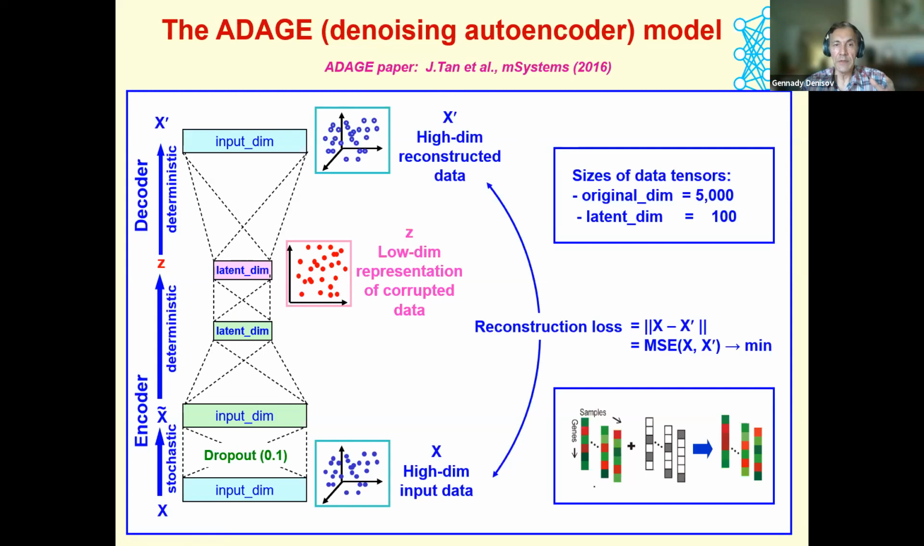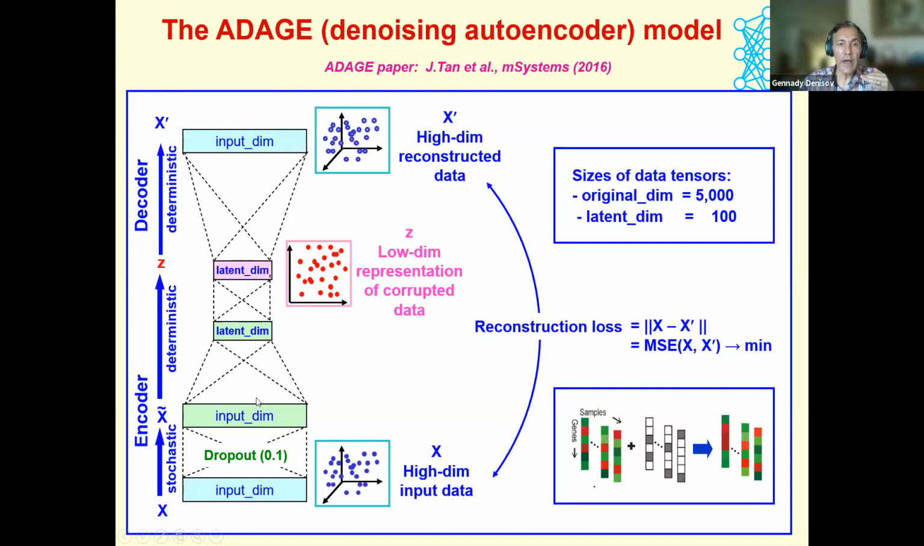So how does the Adagio denoising autoencoder work? In the model shown here, the data flows from the bottom up, and we take as input some good data, data X. The dimension of the input data is 5,000. Then we corrupt the data on purpose in order to produce a corrupted data X tilde. We corrupt the data by adding random noise. Then we use original uncorrupted data as a target. And we want the entire network to output the values X prime as close as possible to our input uncorrupted data.